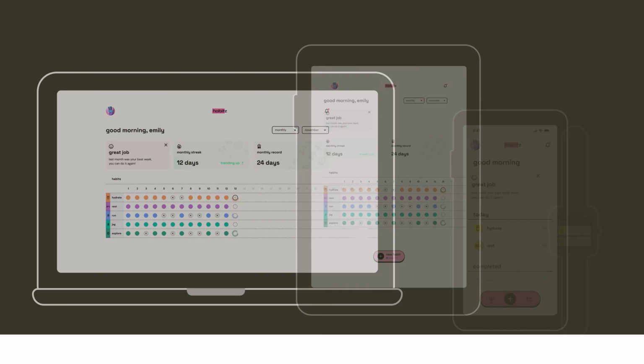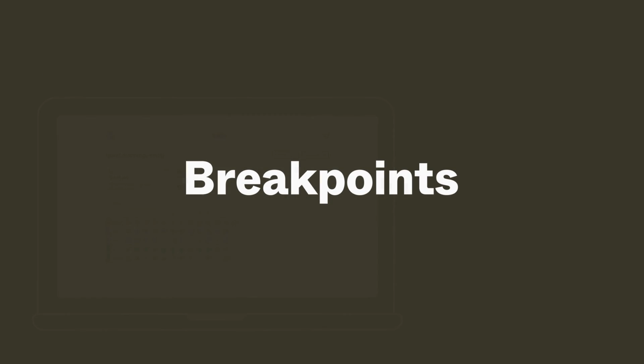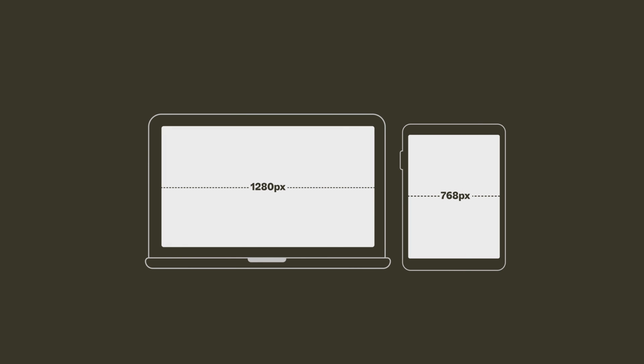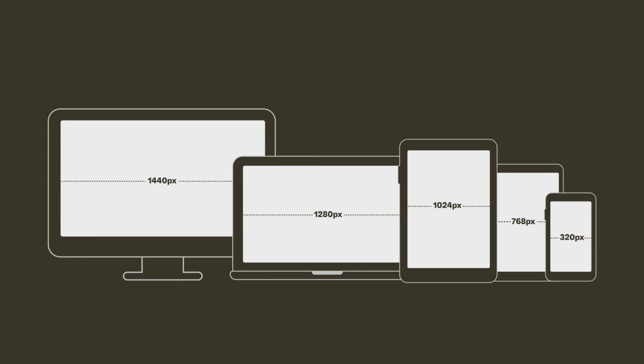We often need to design experiences that work across a range of devices and screen sizes. To create the best experience, our designs need to respond to a device's dimensions in a way that people expect. Breakpoints are specific screen sizes where the layout of a page changes. For example, you might have one layout for screens that are less than 768 pixels wide, another layout for screens greater than 1280 pixels wide, and one in between that's 1024 pixels wide. Many systems have even more.